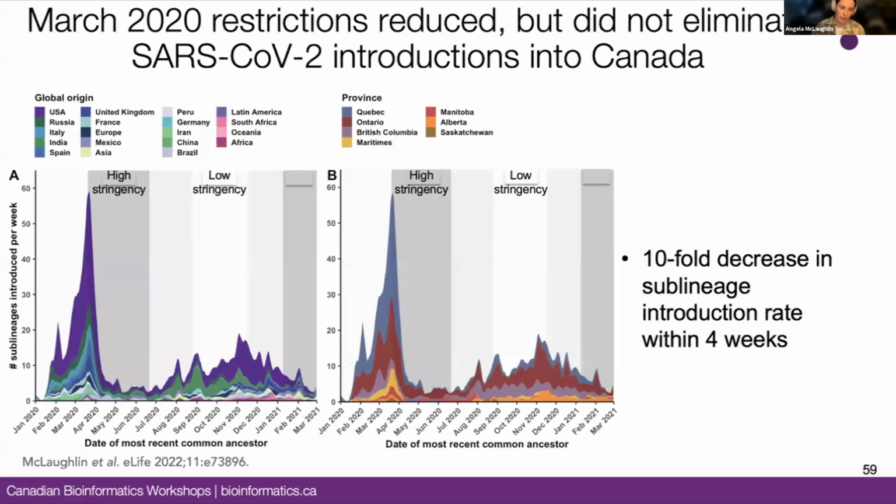And I looked at the introduction rates through time. Sorry, this came out weird with the PDF, but how did this importation rate change in the midst of high and low stringency of non-pharmaceutical interventions such as travel restrictions? We found that in March 2020, when we entered this period of high stringency with the borders essentially shutting down, this resulted in a tenfold decrease in the introduction rate within 4 weeks. Although it did not eliminate introductions, we still had that low level seeding the second wave.